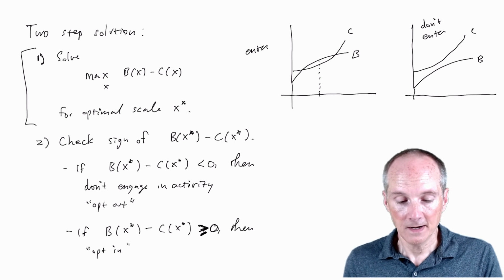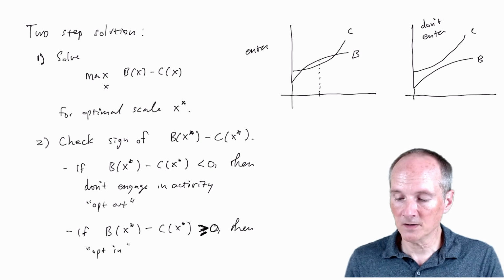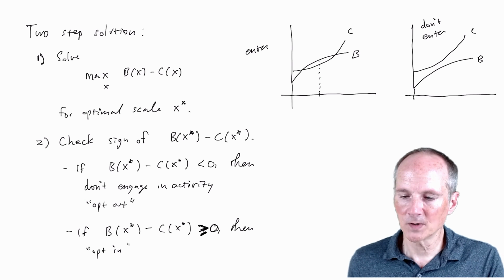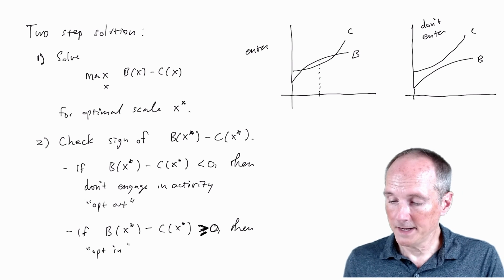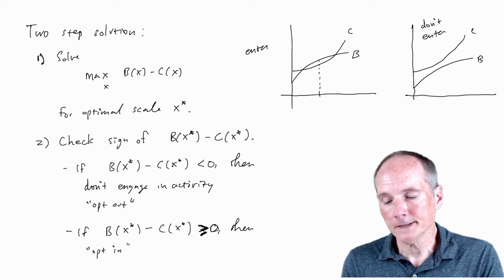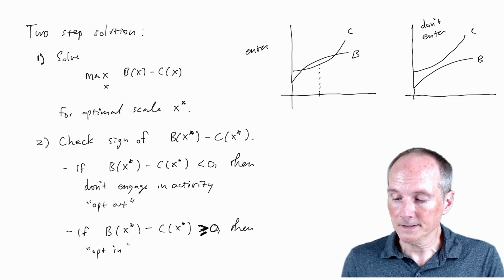Okay, that's enough for now on this. I'll say a little bit more in the next installment about this kind of two-step solution. I want to focus a little bit more on the firm, and then we will also talk about a multi-dimensional version of the cost-benefit problem. And so that's what's coming up.